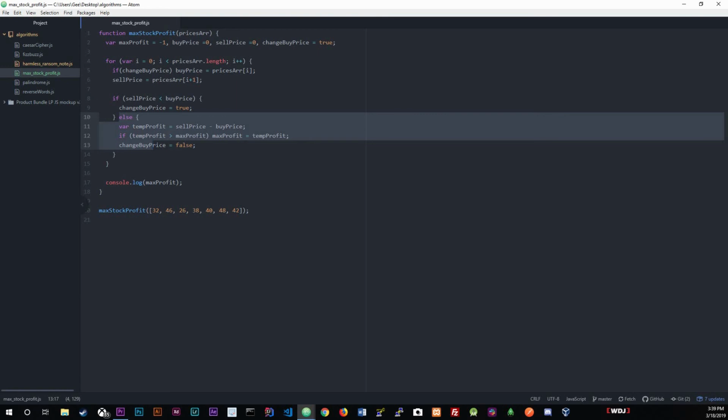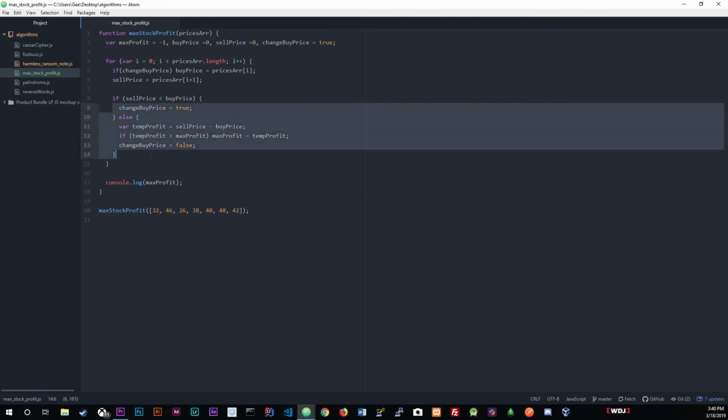So reiterate one more time. We skip this. But our sell price is 1 plus 1, which is 2. We're now right here. Sell price. Buy price is still here because we skipped through this. Now we're at 26. Okay, sell price is less than buy price. So it's going to give us a negative number. So we're done with this if statement and the else. It just completely ignores this else. We go to the second iterator.